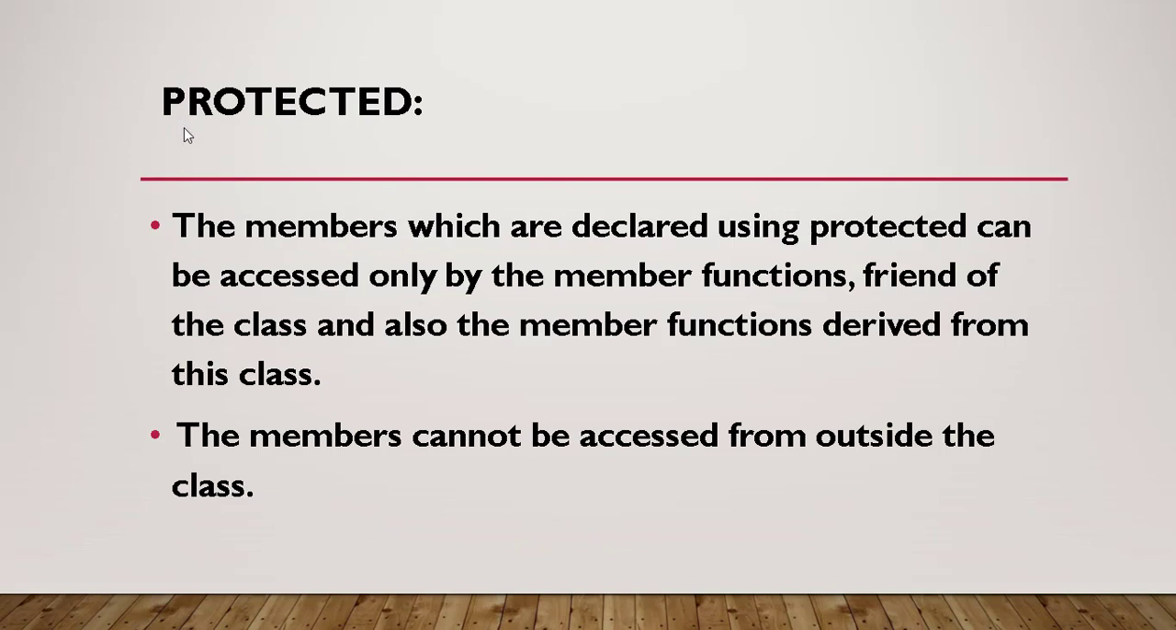The third access specifier is protected. The members which are declared as protected will be accessed only by the member functions and the friend of the class, and also the member functions derived from the class. And the members cannot be accessed from outside the class. Mostly in our programs we don't use protected, we use private and public access specifiers. In most of our programs we are using only 2 access specifiers, that is private and public.